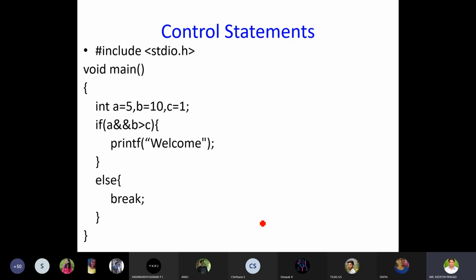What result are you expecting? Which statement will get executed? Will the printf statement get executed, or the break statement? What is your answer?